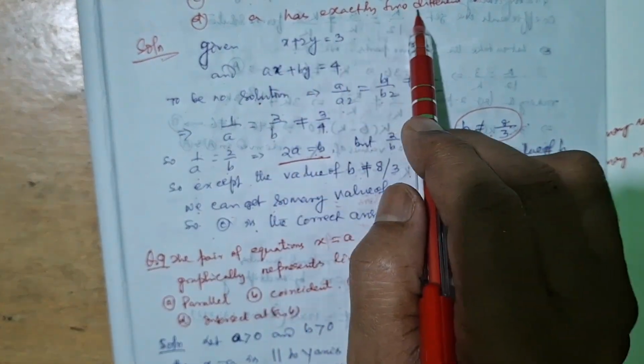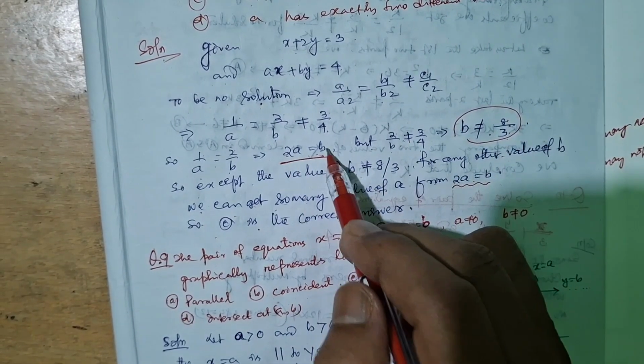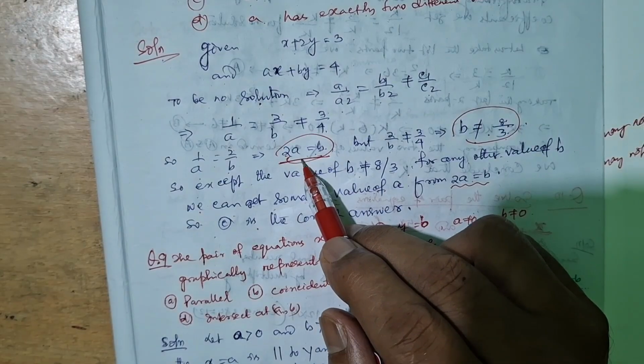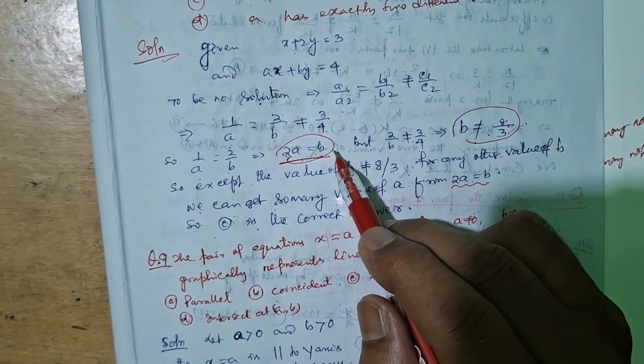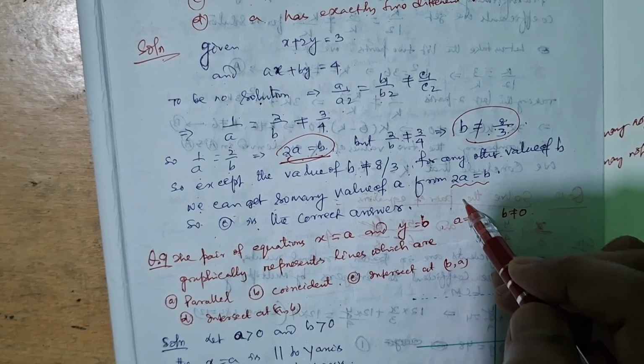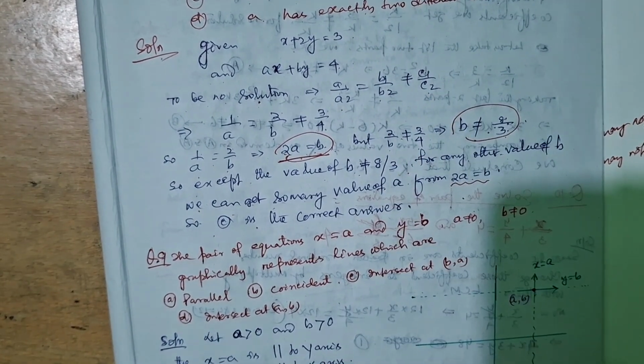A has exactly two different values? Only this one is correct. Because 2a is equal to b and b is not equal to this. So what is the value of a? A has any value, b only except this. So this implies a has infinitely many values. So this aspect is correct.